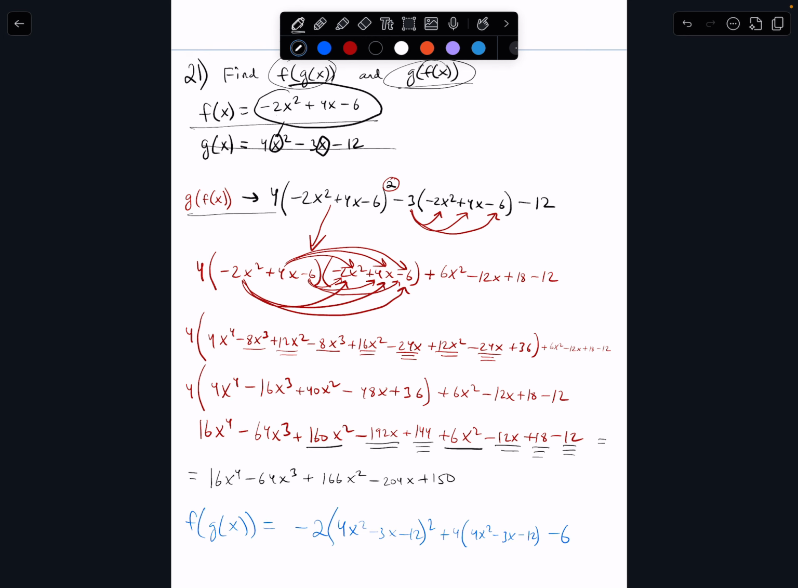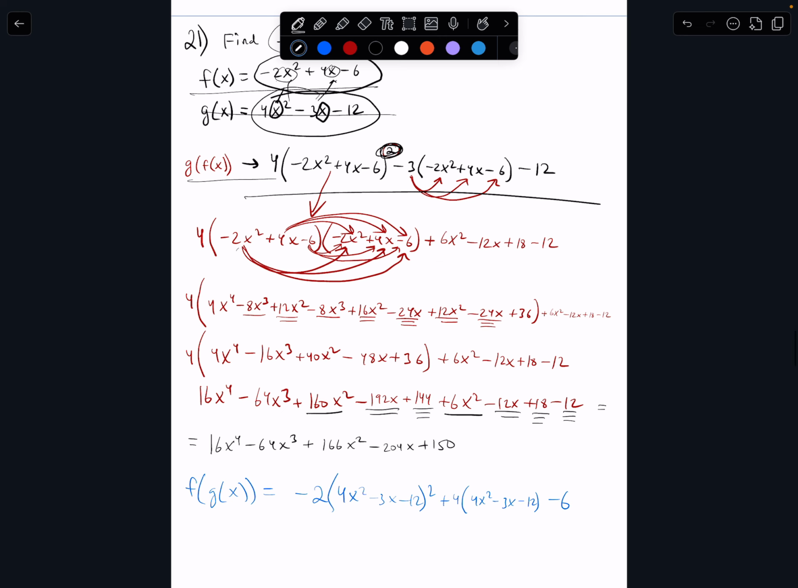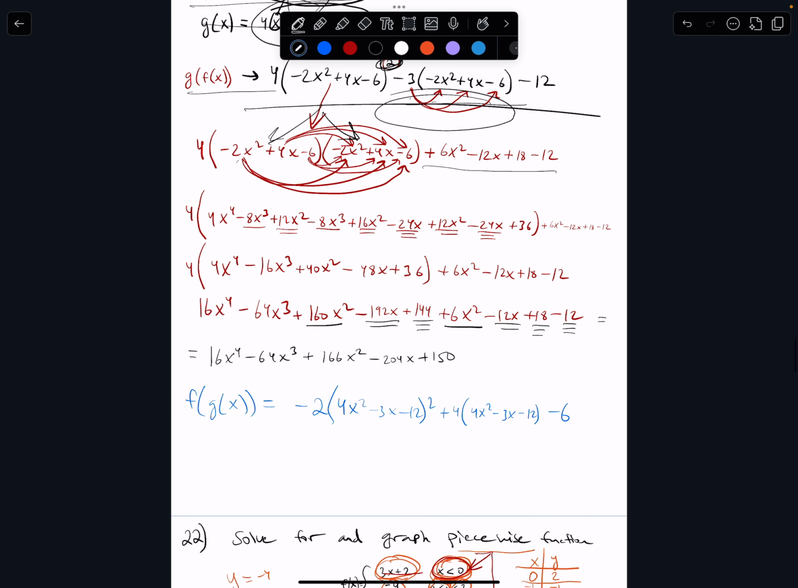So all you have to do, if I'm asking for f of g of x, is put all of g of x into the x of f of x. So do not forget the square, right? Square means it'll look double like this, and then you're going to have to do the distributive property typically here. Okay, so it's basically the same thing, just as long as you know how to work this out.